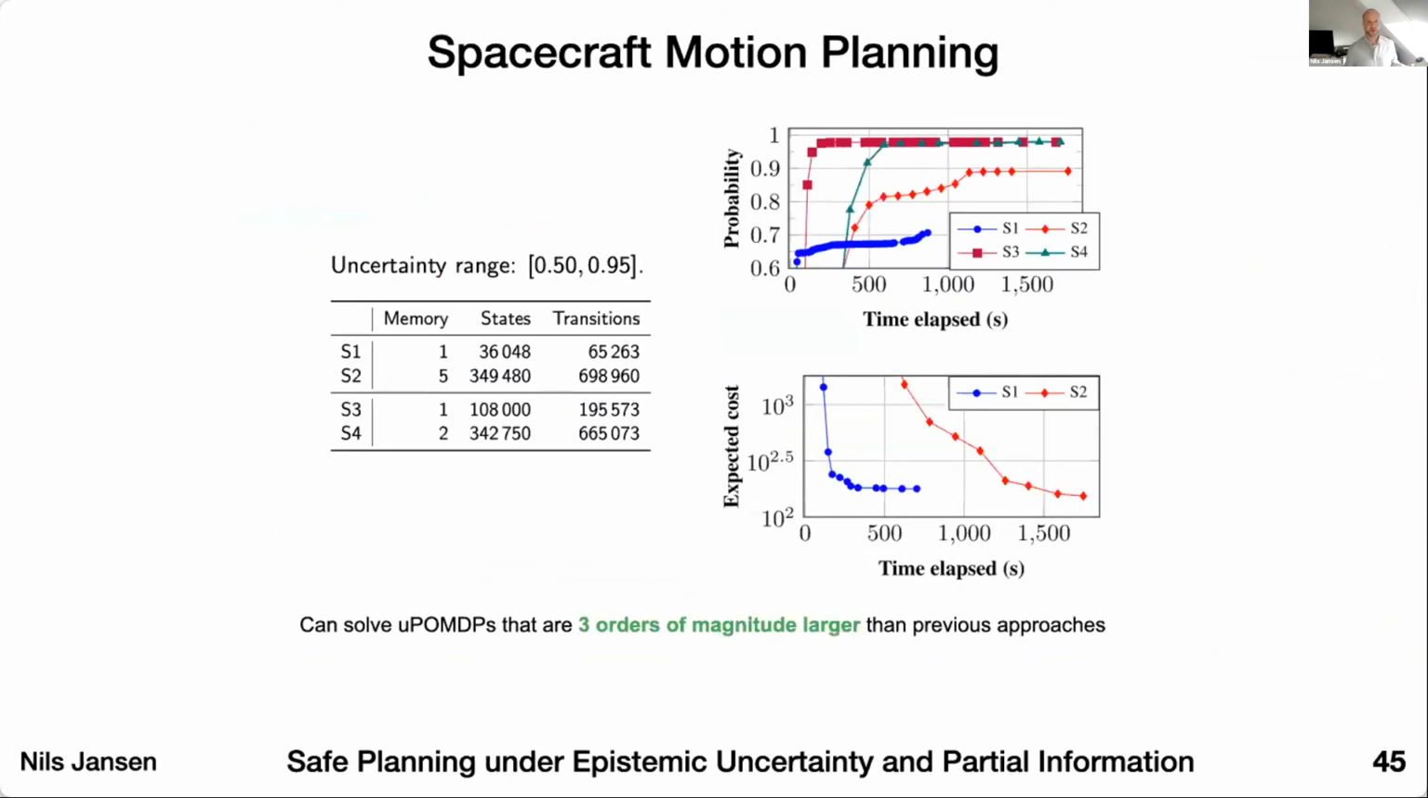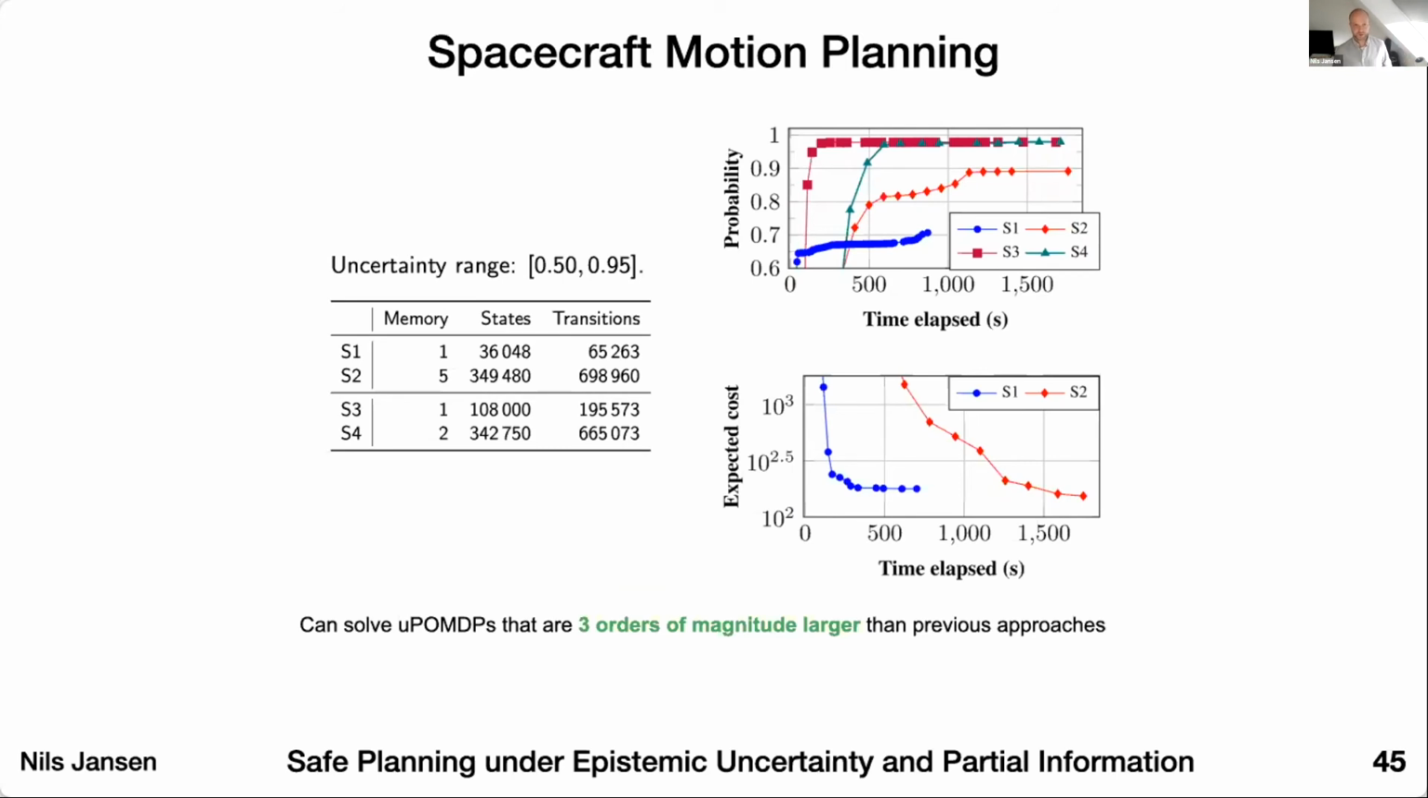So I promised to say more about the spacecraft motion planning. What we were able to do is to solve problems with hundreds of thousands of states and transitions. We actually by now scaled it up to the millions by some tweaks in the implementation. And what we see here is that depending on the memory that we use, we can get worse or better results. What is important is that the amount of memory we spend on solving these is very important. And kind of the takeaway message is that we could solve these policies that are 3 orders of magnitude larger than previous approaches.